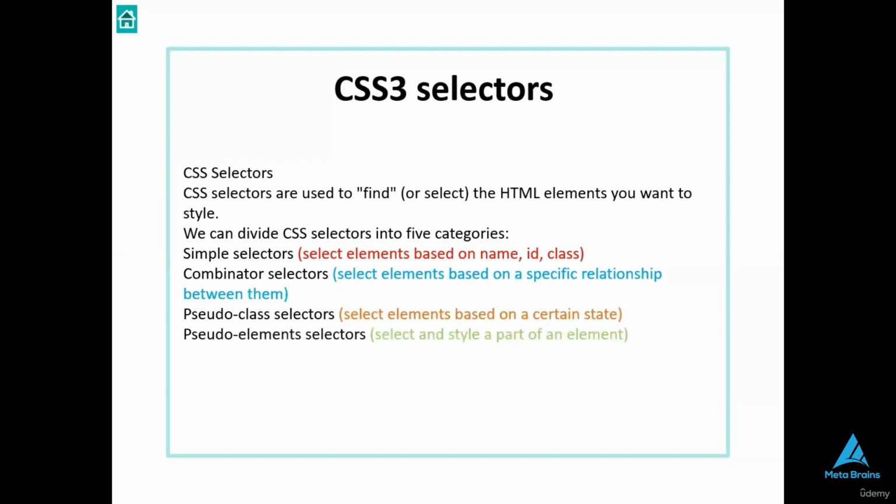Number 4, we have pseudo elements selectors. So they select and style a part of an element. Number 5, attribute selectors. They select elements based on an attribute or its value. So we'll talk about all these selectors later in the course. Do not worry about it for now.